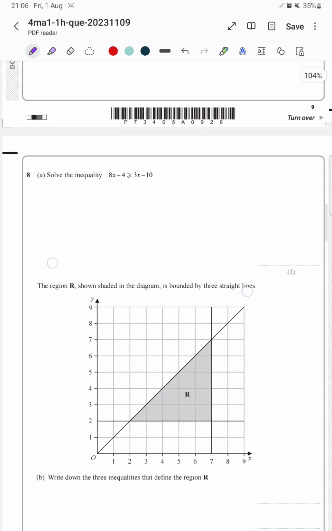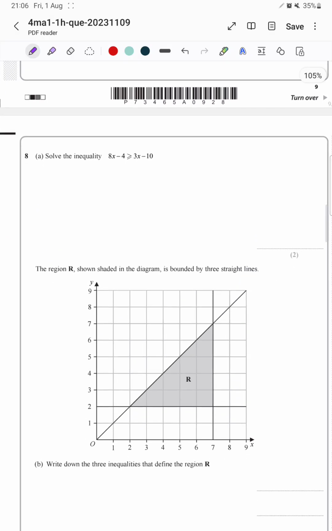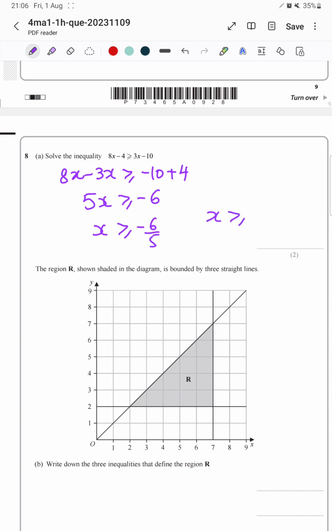Next question is, solve the inequality 8x minus 4 is greater than or equal to 3x minus 10. So this will be solved as an equation only. 8x minus 3x is greater than or equal to negative 10 plus 4. 5x is greater than or equal to negative 6 and x is greater than or equal to negative 6 over 5, or I can say x is greater than or equal to negative 1.2.